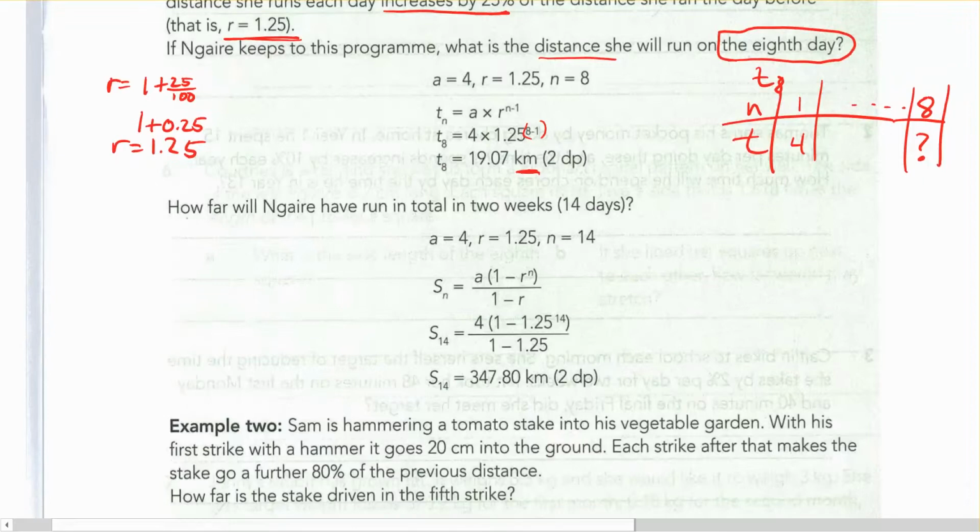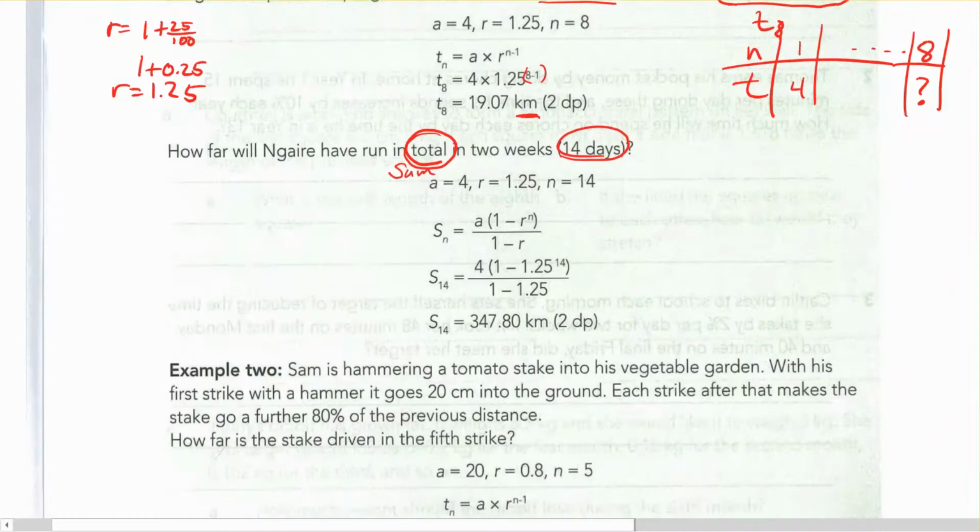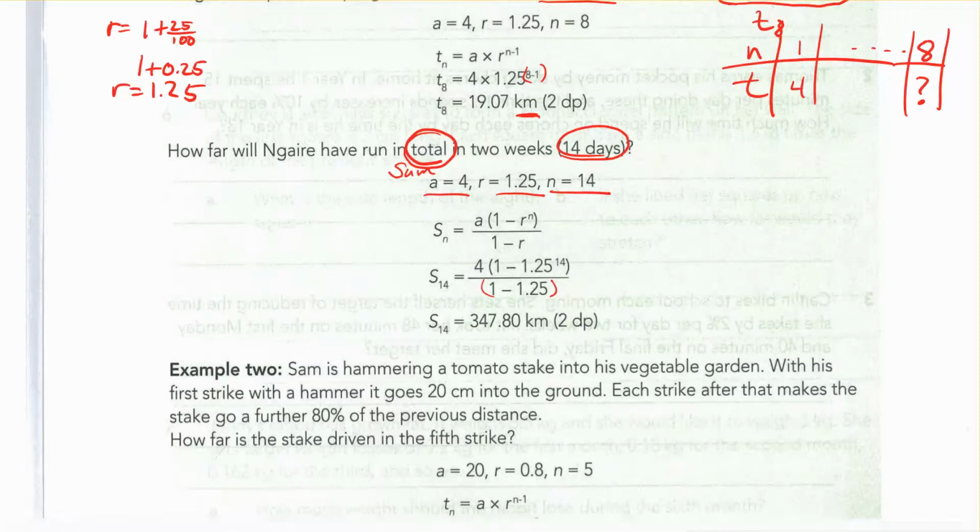If we go to the second part of the question, how far in total here. So here we see that word total, we're looking for the sum. And watch for tricky things, like what's the total run in 2 weeks? Well, everything that we know is about days so far, so how many days in 2 weeks? 14. So n is equal to 14, r is 1.25, and a is 4. Plugging it in, watch your brackets on the bottom, you'll get your answer.